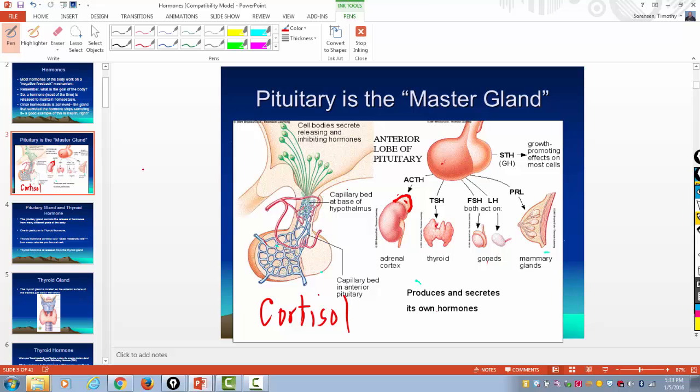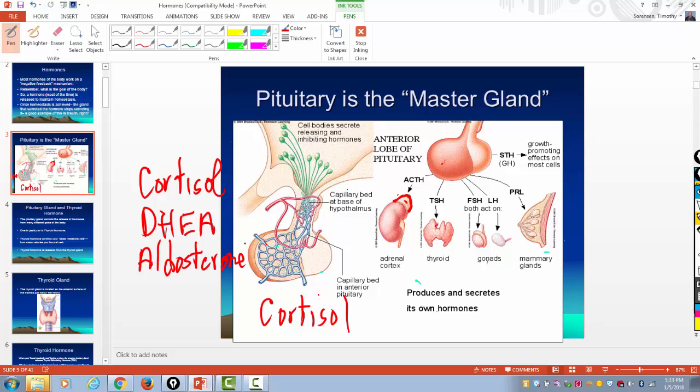It releases cortisol, it releases DHEA, which is or can be converted to a mild androgen, meaning a hormone that kind of mimics testosterone. And then our buddy, our pal, aldosterone. Those are the three hormones that play a role in developing Cushing's disease or Addison's disease.